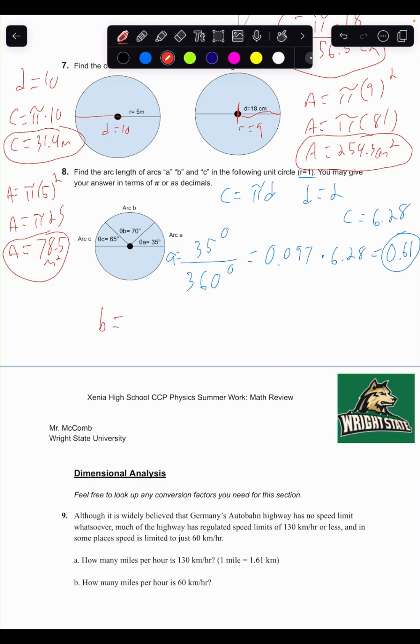70 degrees is what fraction of a circle? So 70 degrees over 360 degrees is equal to 0.194, 19.4% of a circle. And then multiply that by the whole circumference. That way I'm getting just this part. Times 6.28. And that'll be 1.2.